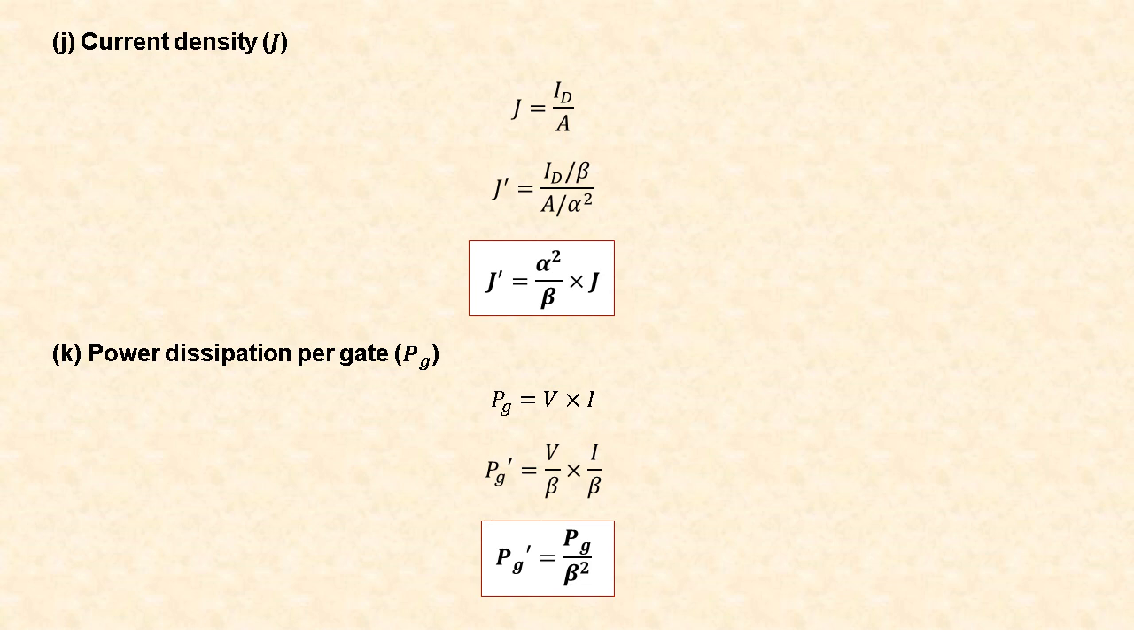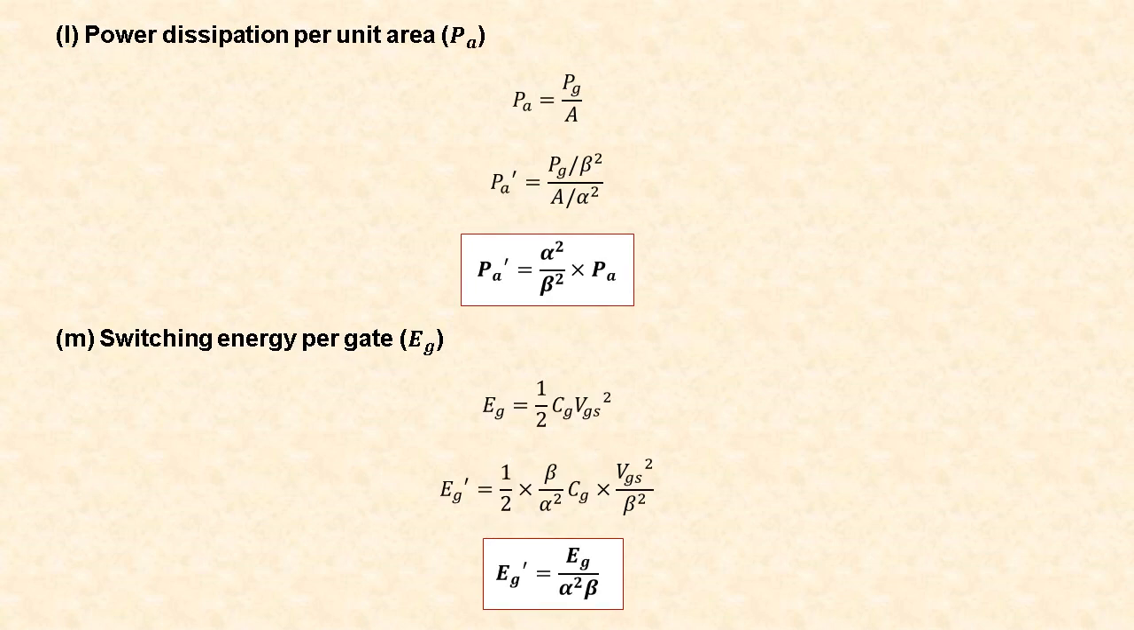Next, the power dissipation per gate, Pg. It is given by the formula V into I. V is the voltage, I is the current. Voltage is scaled by 1 by beta and this current is scaled by 1 by beta. So we have the power dissipation scaled by 1 by beta square.